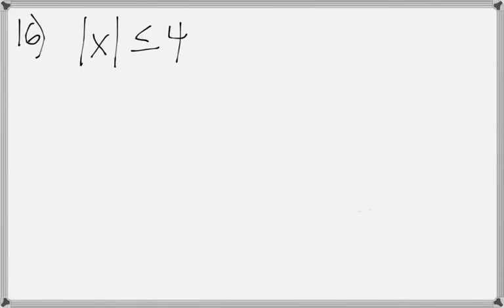16 through 18, these are absolute values with inequalities, and these are kind of interesting questions. We kind of have to think about these logically. So it says the absolute value of x is less than or equal to 4. So what numbers would this be? Well, if I plug in 4, that'll be true because that's equal to 4. If I plug in 3, that would work because 3 is less than 4. So how about 2? 2 is less than 4, that would work. If I plug in 1, 1 is less than 4, that would work.